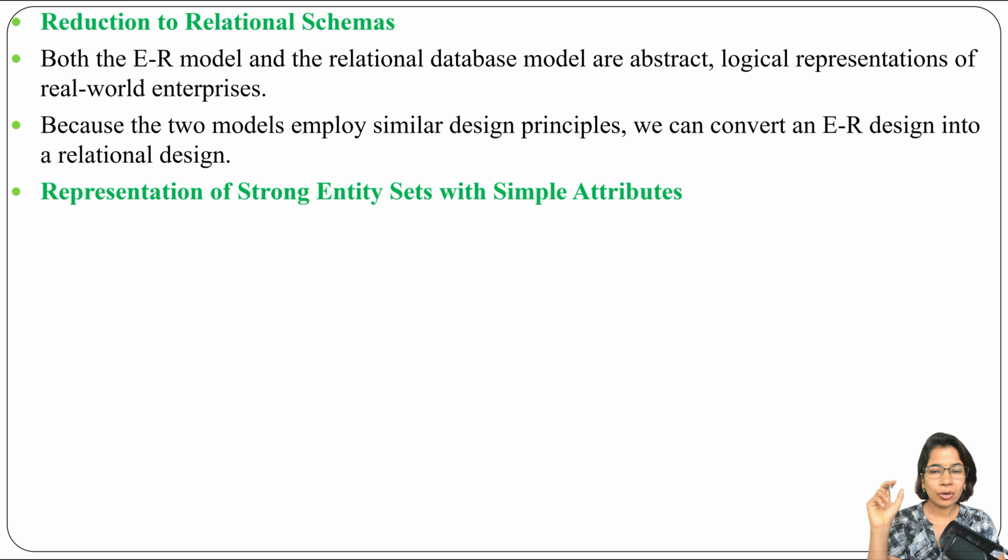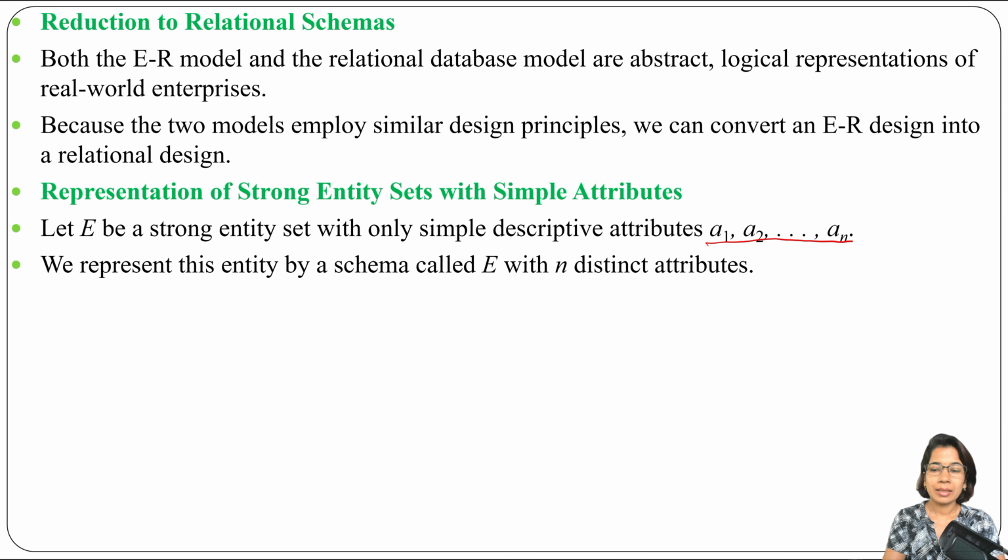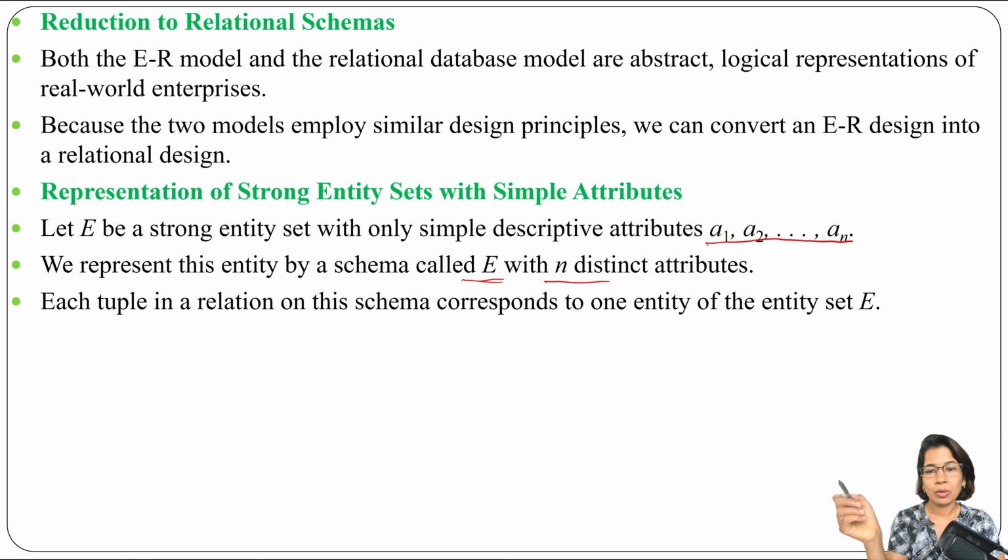So for each strong entity set, however many attributes are in the ER model, the same thing we'll write in the relational schema. Okay. Suppose E is a strong entity set with simple descriptive attributes A1, A2 till AN. Then the same we can represent in a relational schema. Let E be the table having n distinct attributes, A1 to AN, that we can write. And the primary key will also be the same. What is in the ER model will be in the relational schema.